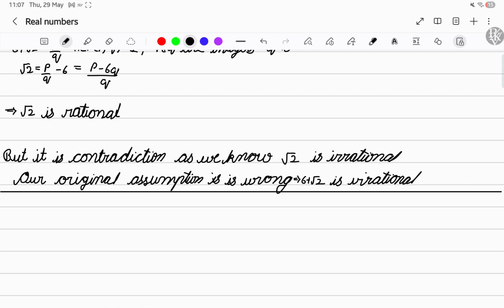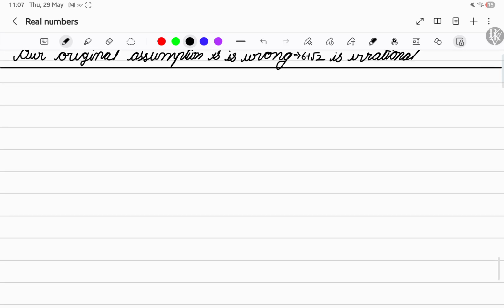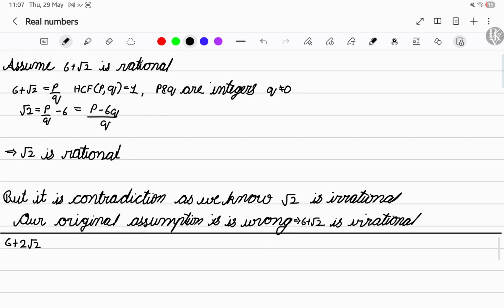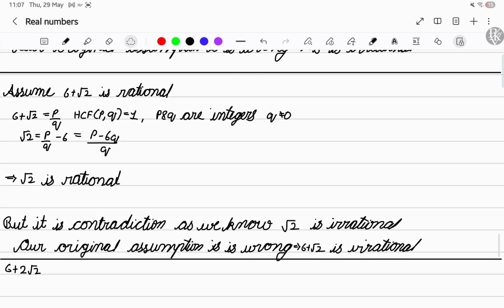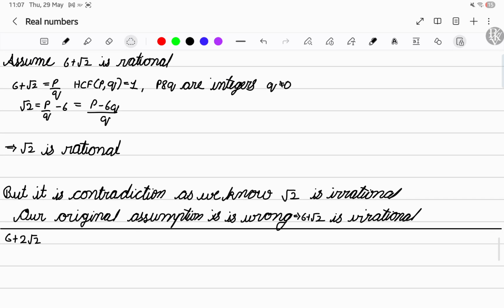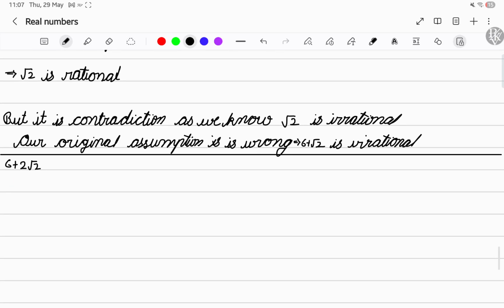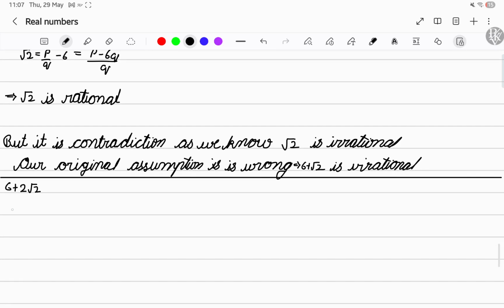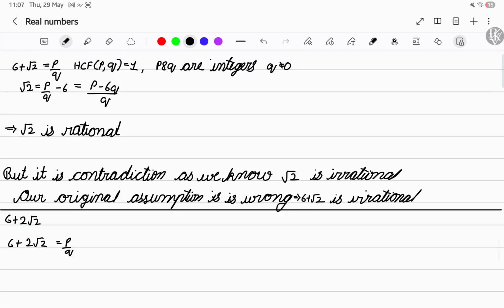Now one more type. This type will be easy. 6 plus 2 root 2. So there is not much work here, almost the same as before. So let's say, assume 6 plus 2 root 2 is rational, and if it is rational, we can write that as 6 plus 2 root 2 equal to p by q with all the above conditions.